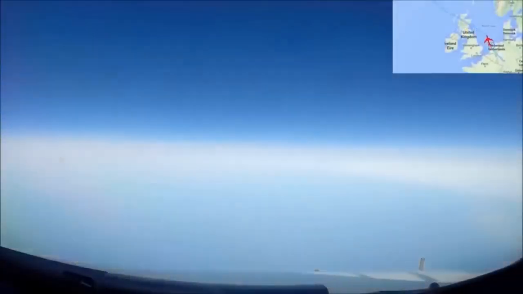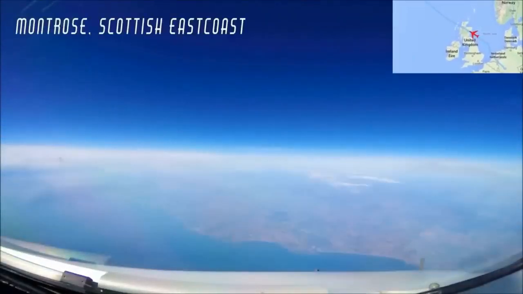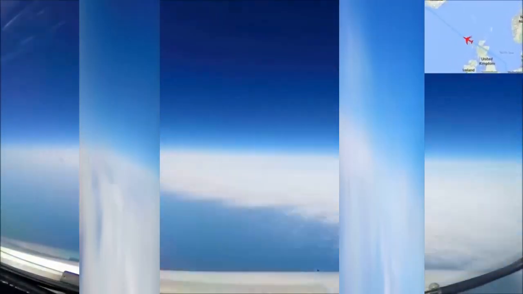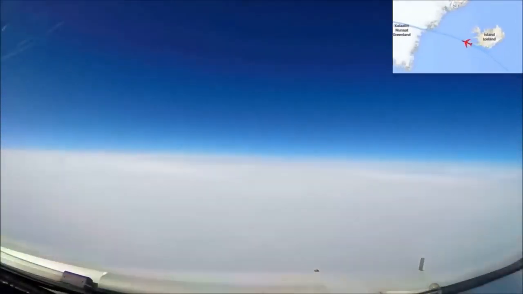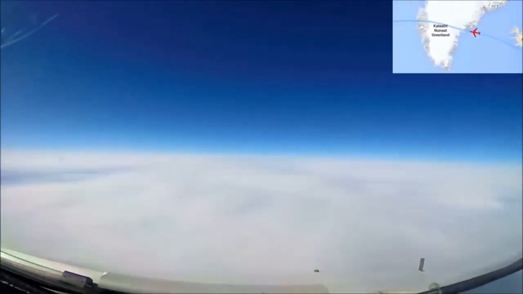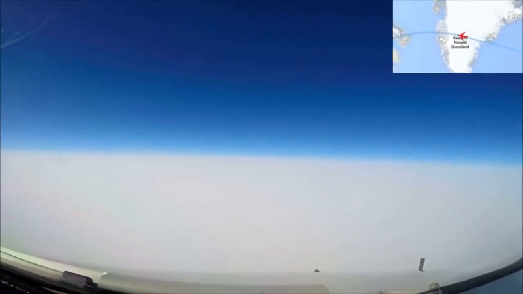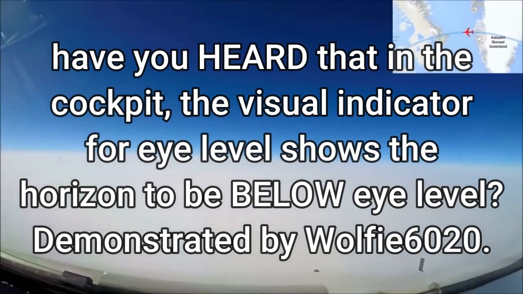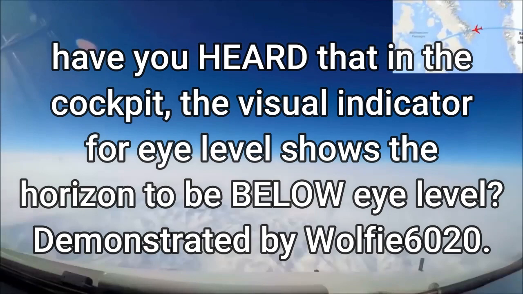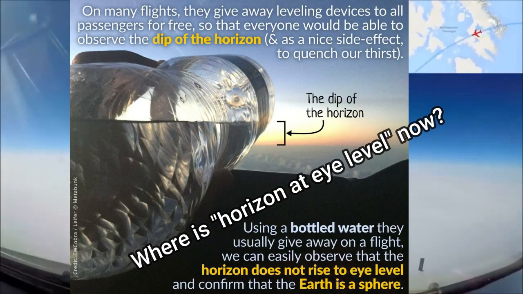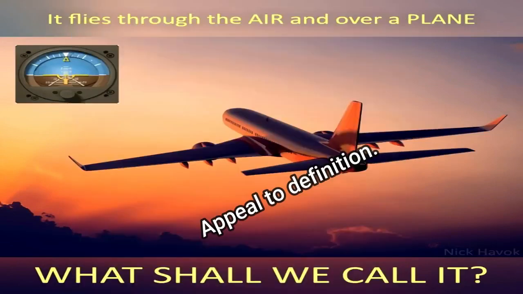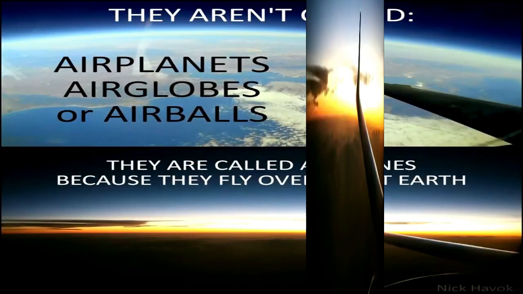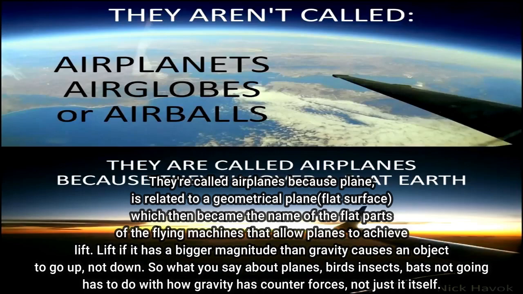If these passengers would instead take a visit to the cockpit window and view the horizon from the pilot's vantage point, they would see clearly that the horizon remains completely flat as far as the eye can see. In fact, that is why the horizon is named as such, because it is always perfectly horizontal. Likewise, the reason airplanes are named airplanes and not air globes is because they are flying over a level plane.